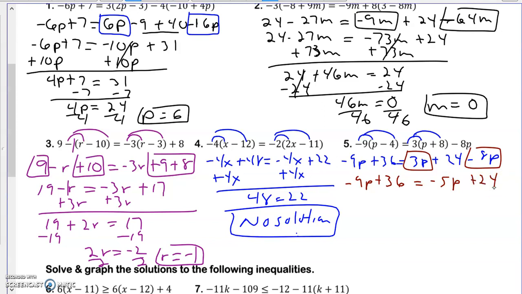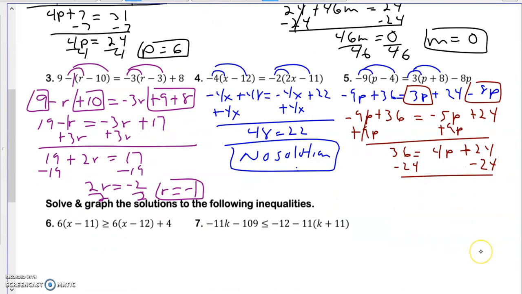I'm going to look to see which one is smaller, and the negative 9p is definitely smaller. So I'm going to add the 9. This is going to cancel out, so I get 36 equals 4p plus 24. After I do that, I'm going to subtract my 24. And when I subtract my 24, I'm going to get a 12 equals 4p. I'm going to divide by 4, and p equals 3.